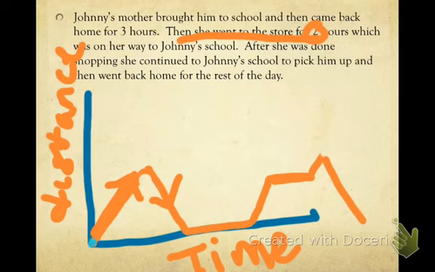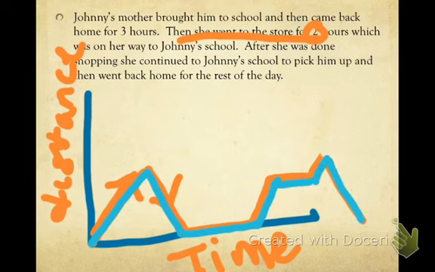Alright, Johnny's mom went to school to drop him off, and then she came back home. She stayed there for 3 hours. These are the 3 hours that she stayed home. Then she went to the store, which was on her way to Johnny's school, and she was shopping for 2 hours. So she stayed there for 2 hours. Then she went to Johnny's school to pick him up, and then she came back home. And that's where she stayed for the rest of the night.